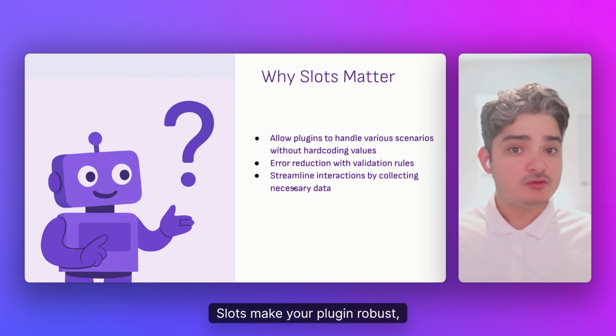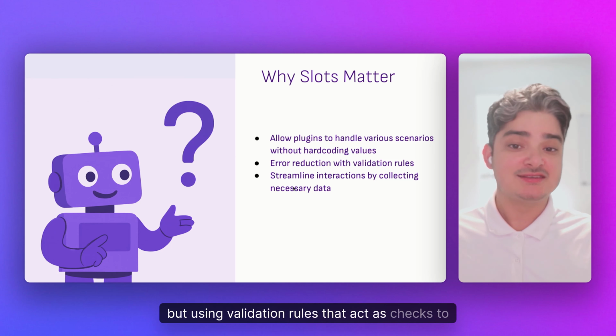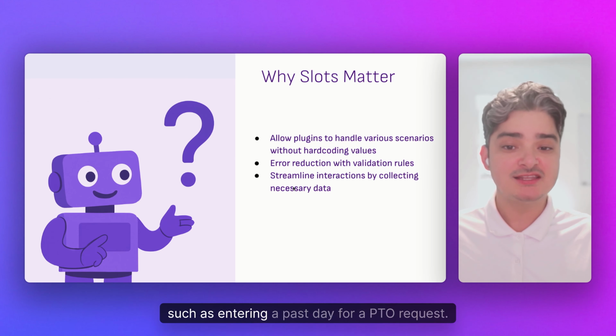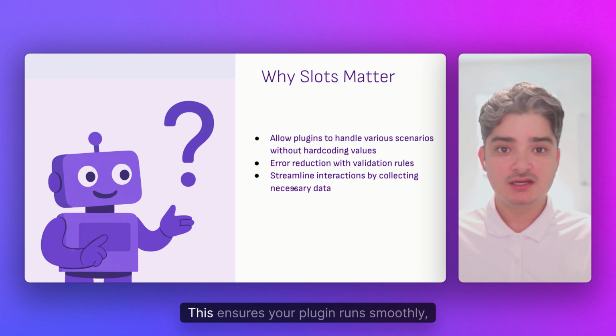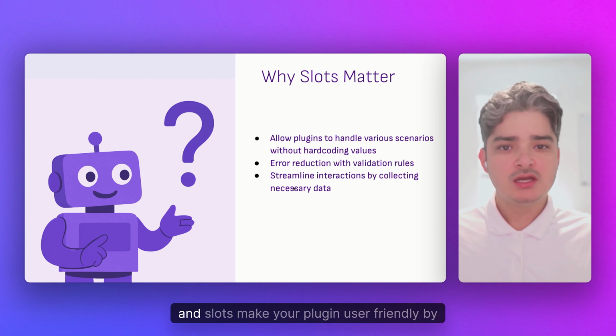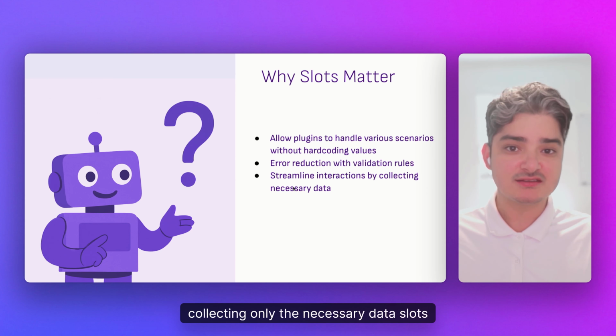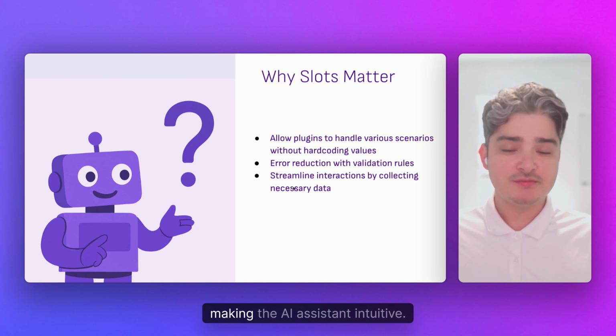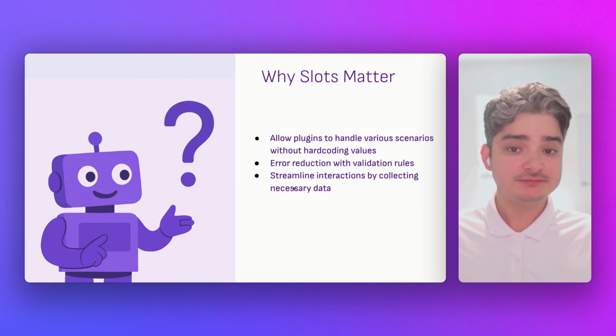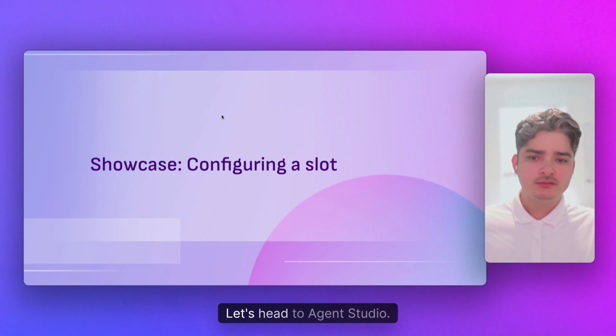Slots make your plugin robust by using validation rules that act as checks to prevent mistakes, such as entering a past date for a PTO request. This ensures your plugin runs smoothly. And slots make your plugin user-friendly by collecting only the necessary data, streamlining interactions, and making the AI assistant intuitive. Let's go over how to configure a slot. Let's head to Agent Studio.